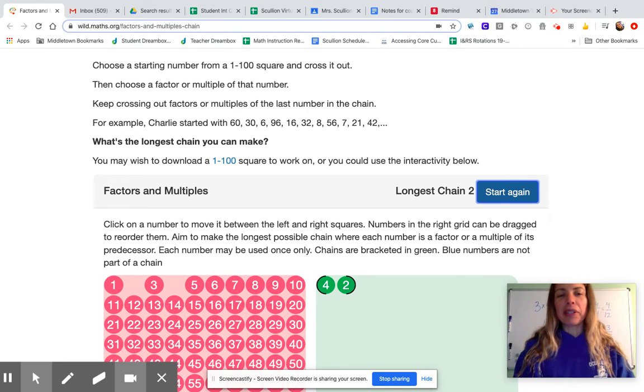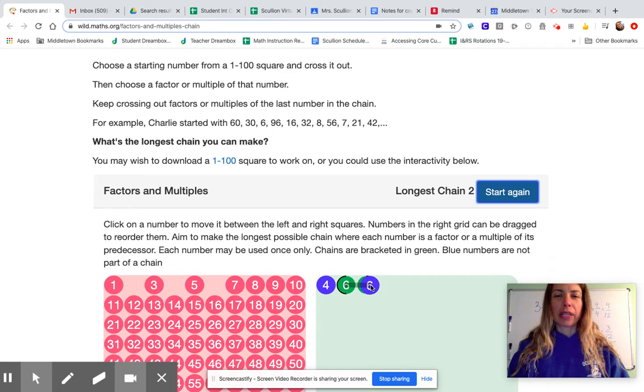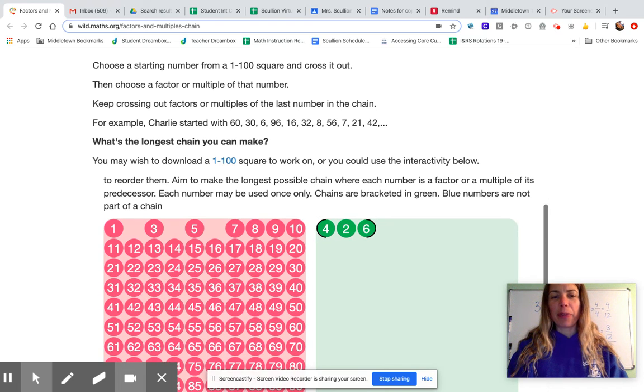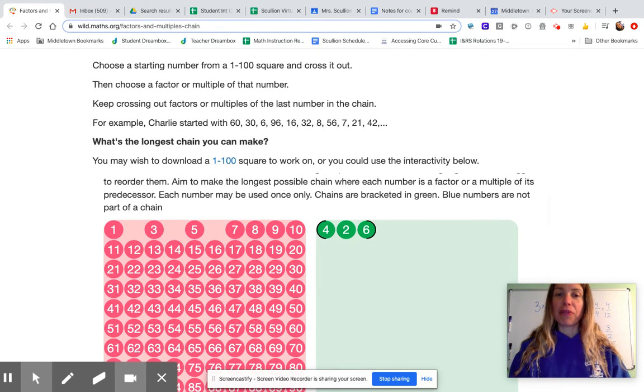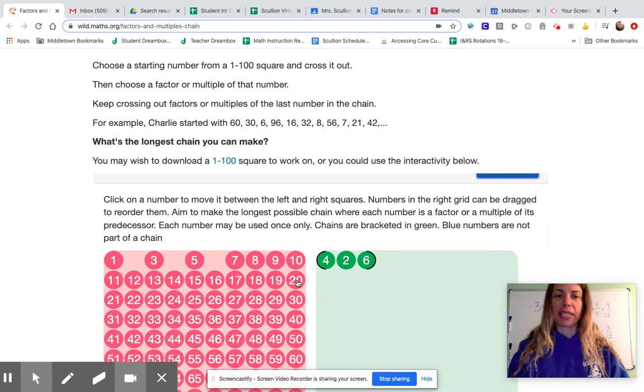So I'm going to go with another multiple of 2. I'm going to go with 6. There we go. And I can change the order of them. Now my chain is 3. Watch what happens now if I put a number there that's not a multiple or a factor of 6. Let's see what happens if I take the number 20. 20 is not a multiple of 6, and it's not a factor of 6.